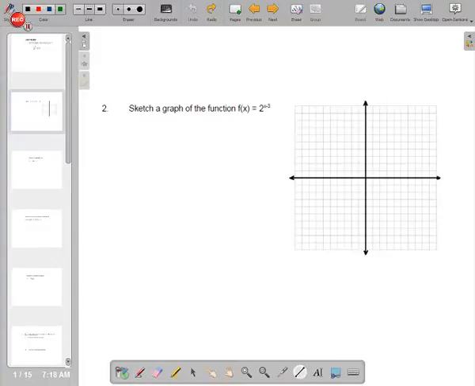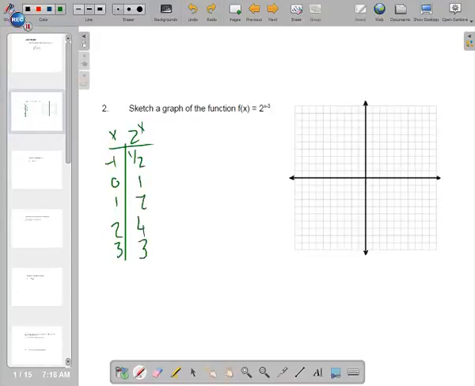Sketch the graph. If we have 2 to the x minus 3, now you have a graphing calculator, but we did this without a calculator. Let's see, just as a refresher. I'm going to make a table for 2 to the x. So 2 to the negative 1 is 1/2, and then these are powers of 2.